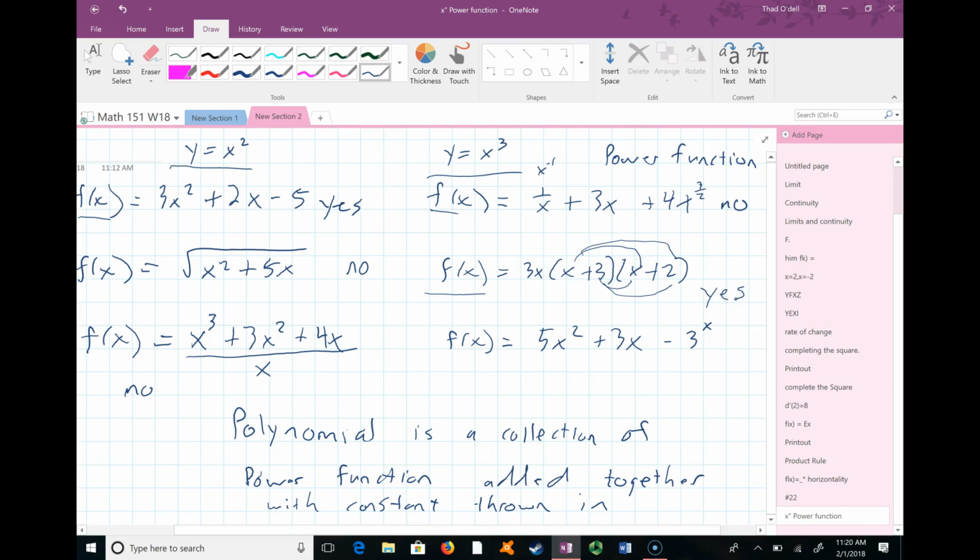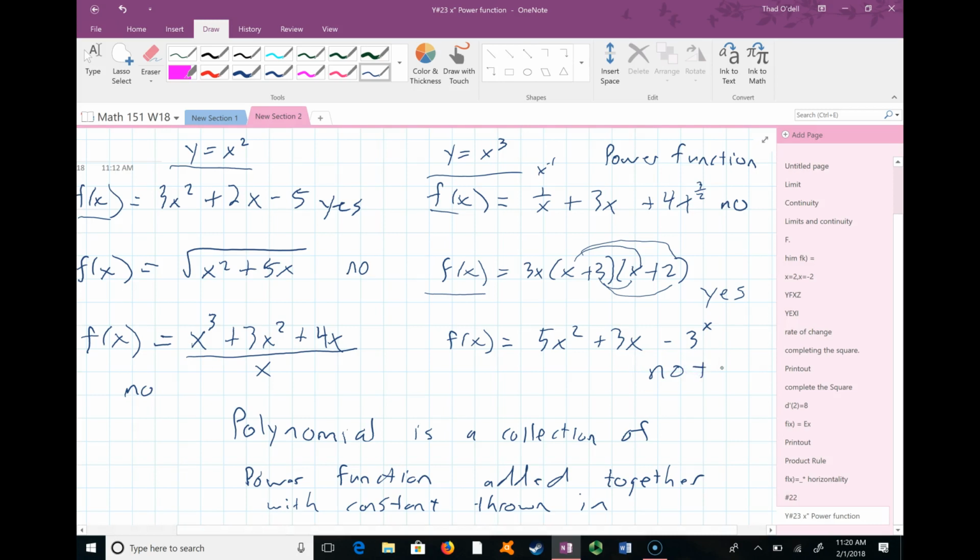And then finally, the last one. We're looking good at the first term. That's a power function, or a power term. Look at the next one, 3x, that one works. And then we get to this last one, and this is not a power term. This is an exponential, because notice the difference here. In a power term, the variable is the base and a number is the exponent. On this one, the base is a constant, and the exponent is a variable. So this would not be a polynomial.